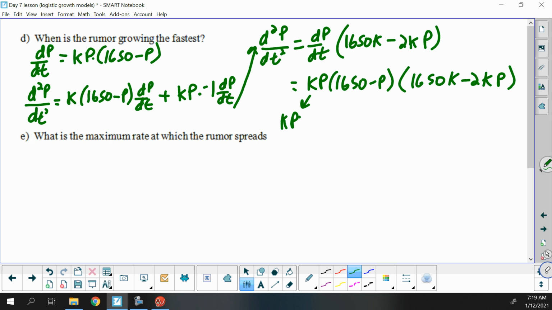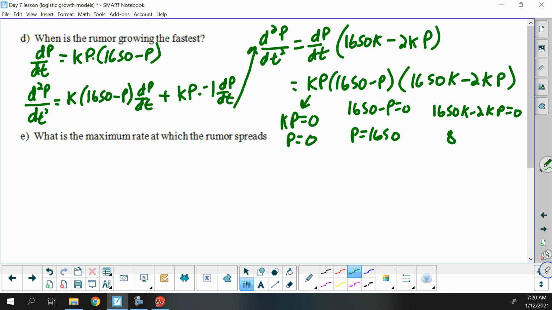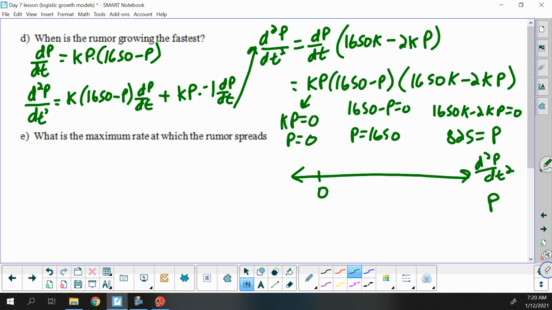So if we do kp equals 0, we're going to get p equals 0. If we do 1650 minus p equals 0, we'll get p equals 1650. And if we set this one equal to 0, if we add the 2kp over to the right and then divide by 2k, we're going to get 825 is equal to p. So the things we're going to put on our number line, this is our d2p over dt squared, and these are values of p down here. We'll have 0, 825, and 1650.